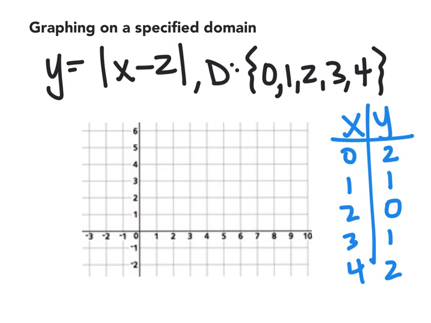Until you can fill out your table, and now we're just going to plot these points: (0, 2), (1, 1), (2, 0), (3, 1), (4, 2). That's all we're going to graph. We're not going to connect these points because this is a discrete domain. And look, it even looks just like you would expect. It looks like an absolute value graph that's been shifted to the right too.